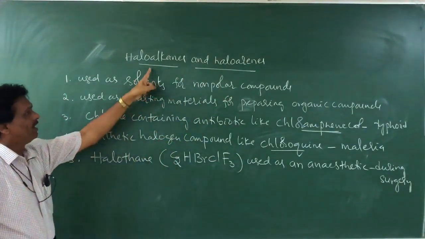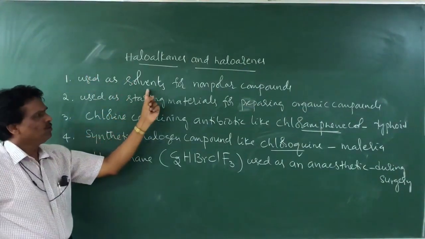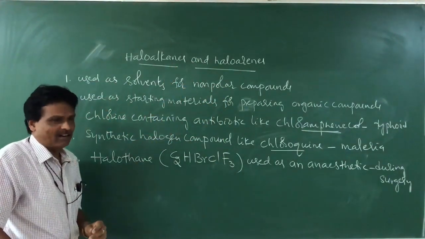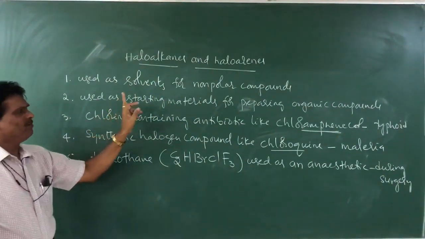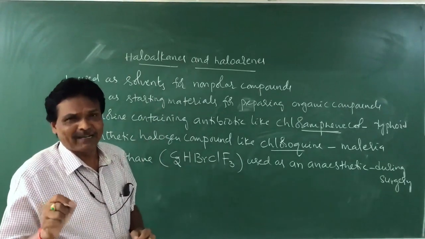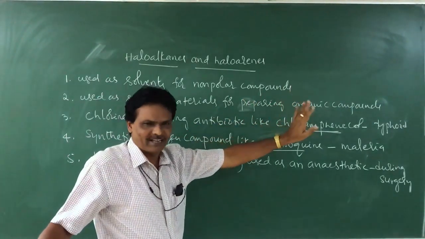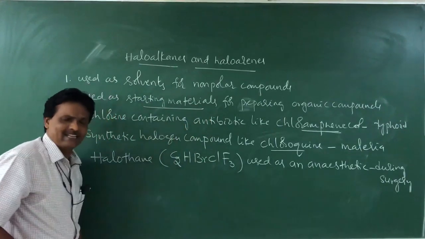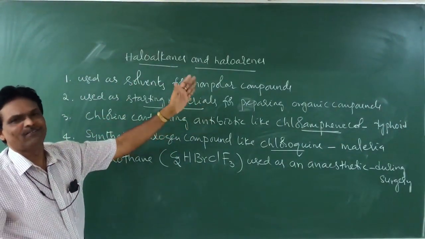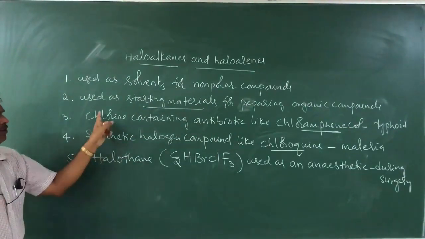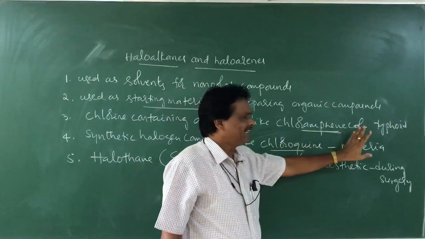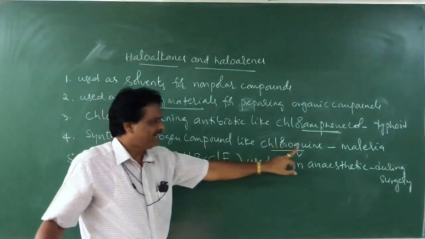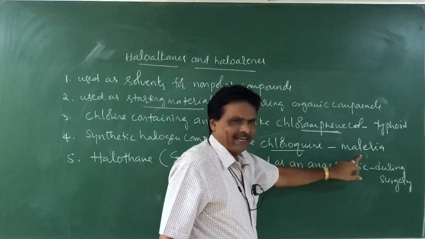So the first one is haloalkanes, halogenated hydrocarbons, used as solvents for non-polar compounds. Second, halogenated hydrocarbons are used as starting materials for the synthesis of many organic compounds. Chlorine containing antibiotic chloramphenicol is used for the treatment of typhoid. Then another synthetic halogen compound, chloroquine, is used for the treatment of malaria.